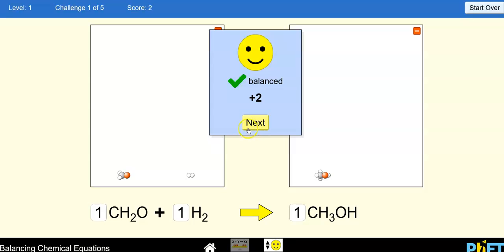I'm going to leave those for you to practice as well, but this is a good visual way for you to get a feel for balancing equations, maybe get a little extra practice, in a little more fun setting than what we see in the textbook.